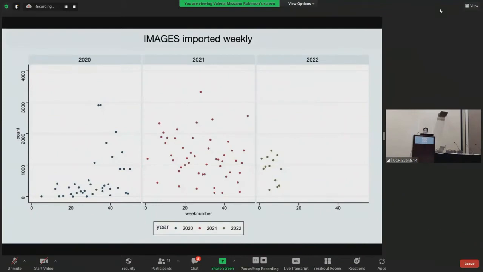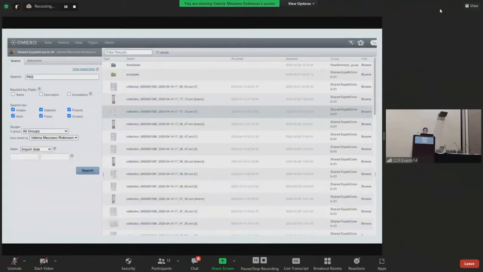And well, does it work? It does. It looks like 2021 was very busy for production of images, but each dot is basically the number of images that are imported weekly into our OMERO deployment. And we're happy because it's a lot of images and they are searchable. So for example, I can go in and say, oh, where's my past staining? And I can bring up all those images right away.